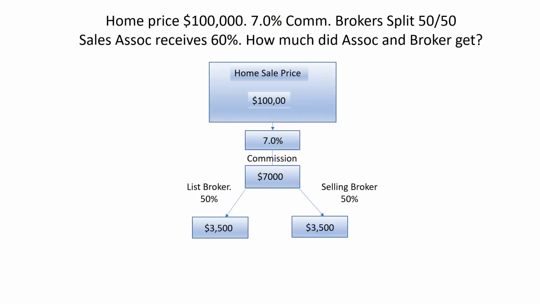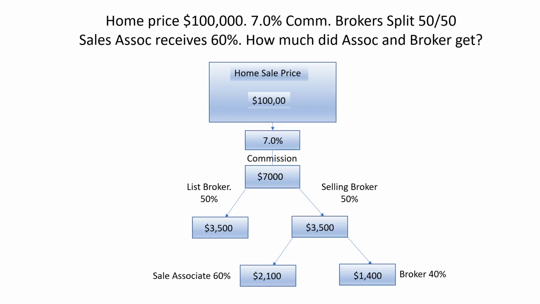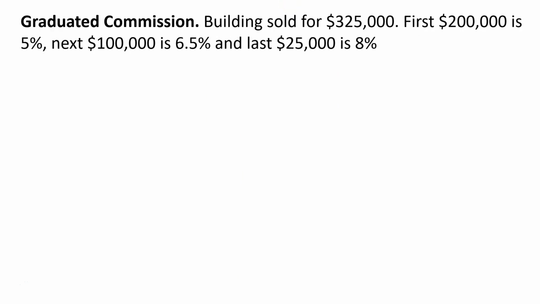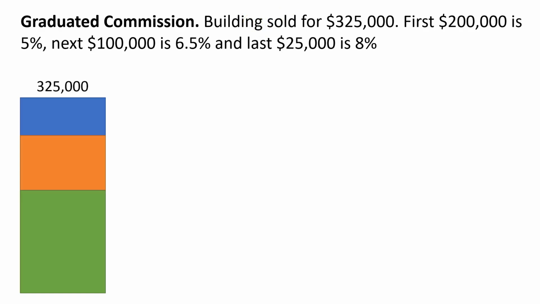And there's another one which we did in class, or will do in class if you're looking at this in advance. We can sometimes come across a graduated commission where not all the selling price is subject to the same commission. Usually in commercial buildings, for instance, this one sold for $325,000, and we're looking to see that the first $200,000 of commission is at 5%, the next $100,000 is at 6.5%, and the last $25,000 is at 8%.